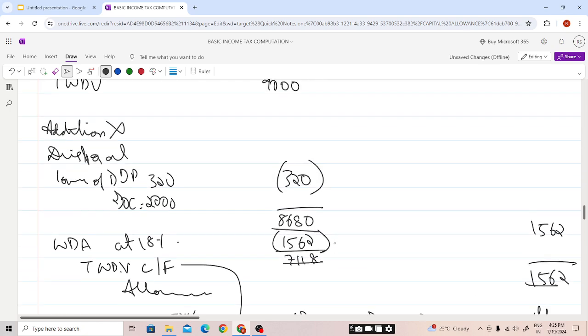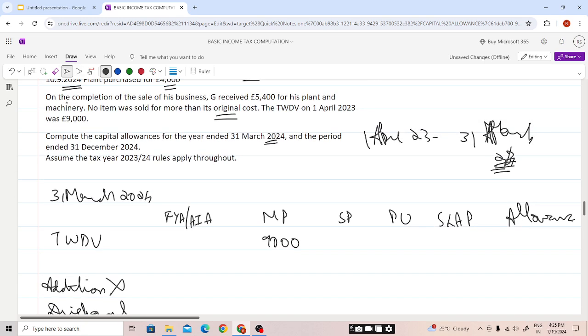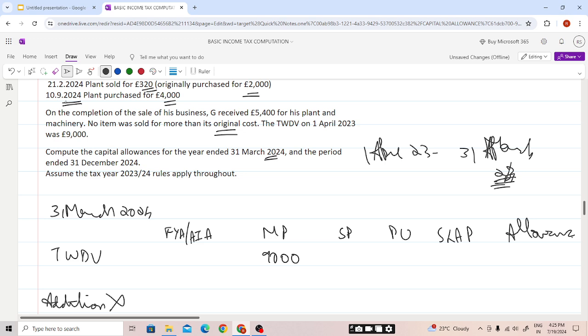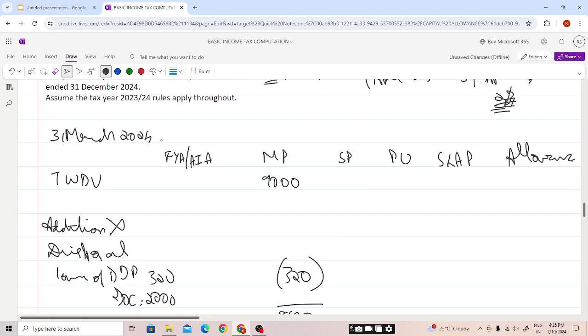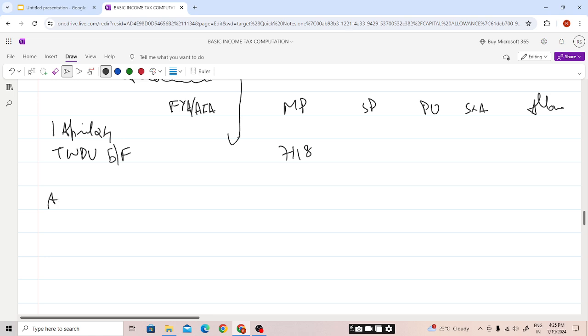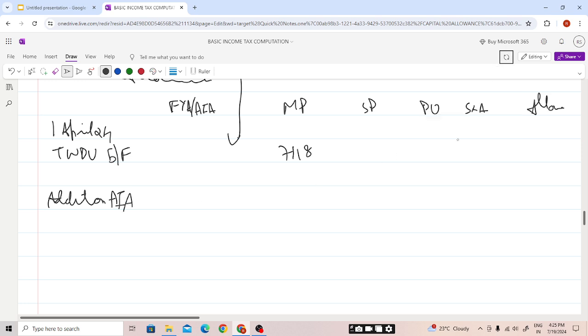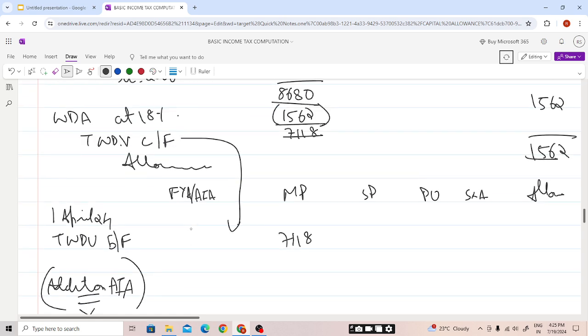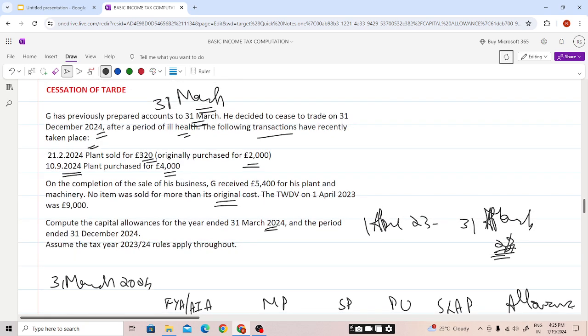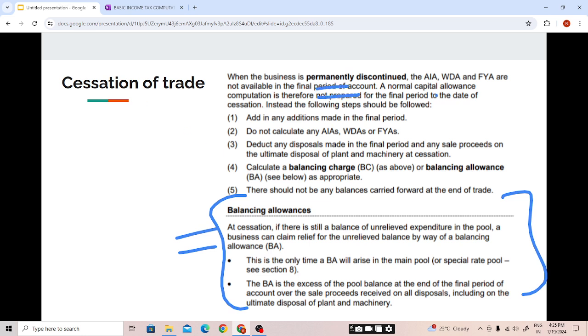Now any additions, students: we have purchased on 10th September 2024, that is 2 to 3 months before the cessation, 4,000. This 4,000 would qualify for AIA, and for each accounting period it would be for 12 months. But AIA will not be available because we are ceasing the trade. When we are ceasing the trade, AIA, WDA and FIA will not be available in the final period of accounts.